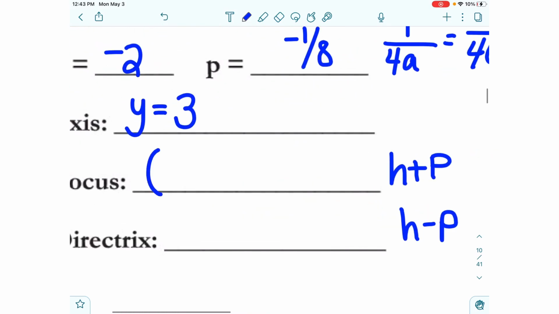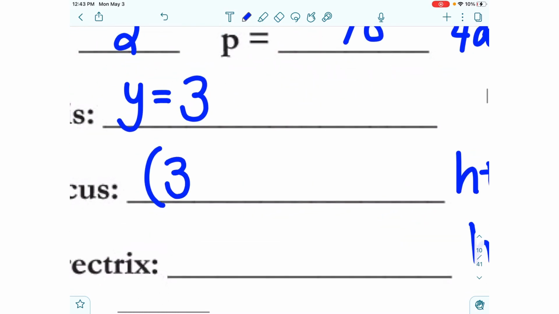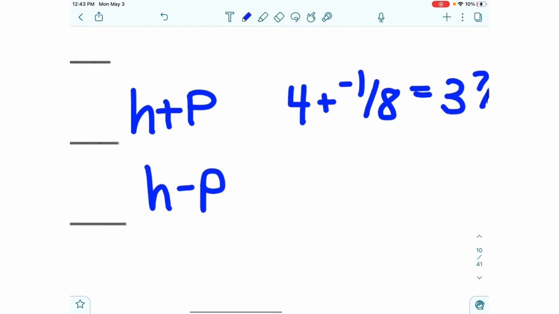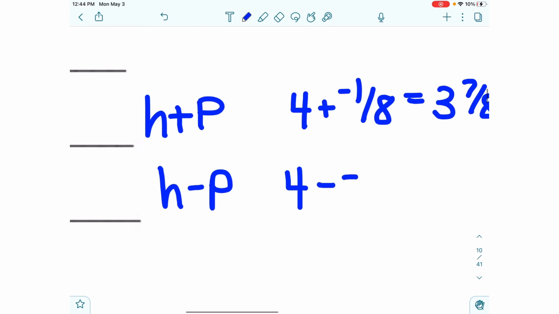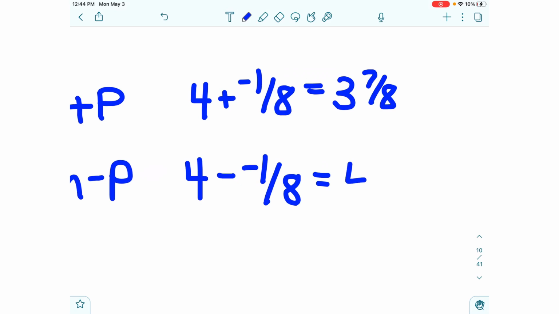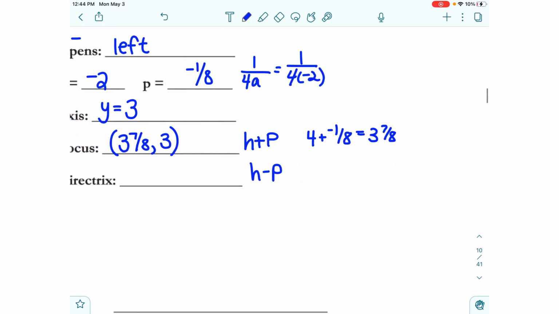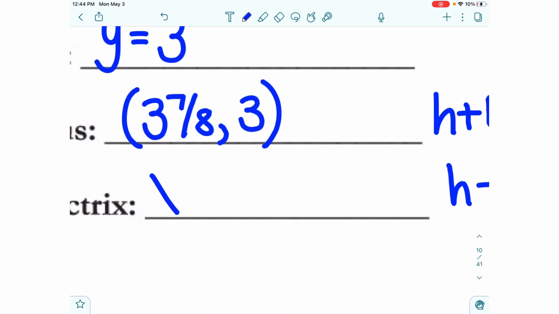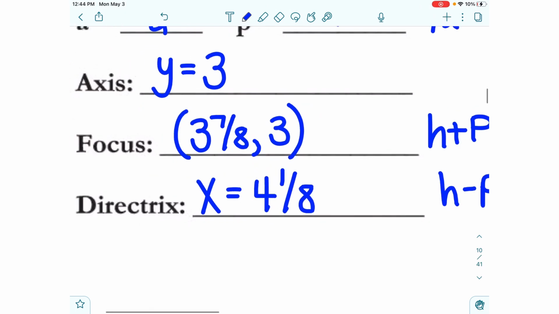So my focus is going to be, this is my new x value because it's the x value that's changing. Y value stays the same. And h minus p, minus a negative turns to a plus. So it's x equals 4 1/8. So one thing I always do to remember is that whatever the axis letter is, the directrix letter is going to be the opposite one.